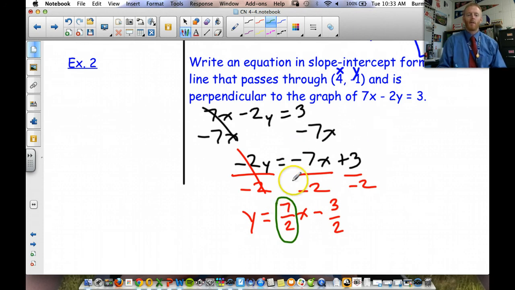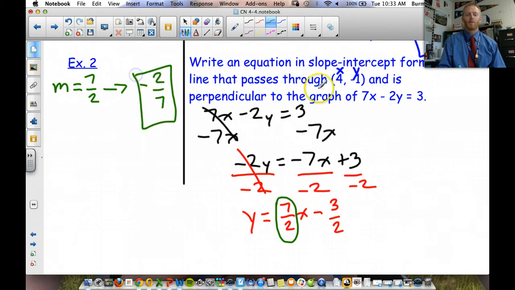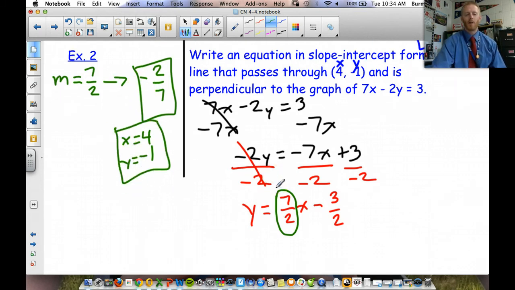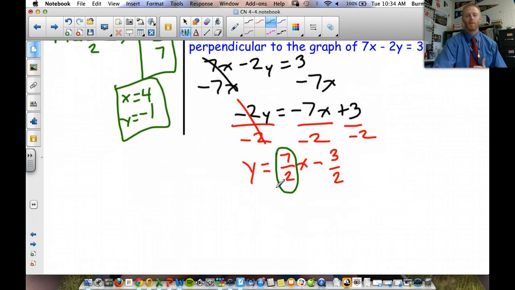So now that we know that m equals 7/2, I'm going to use that and have the opposite reciprocal to use for my new m. So my new m is going to be -2/7, and that's the one that I want to use. And then I also have my x of 4 and my y of -1. So I use all the numbers that are in the box to create my new equation, just like we did on the previous problem.